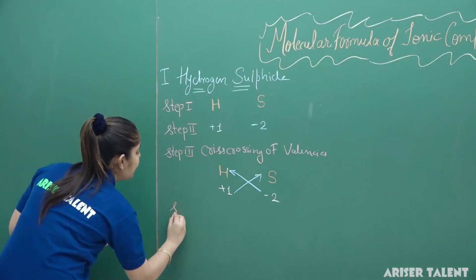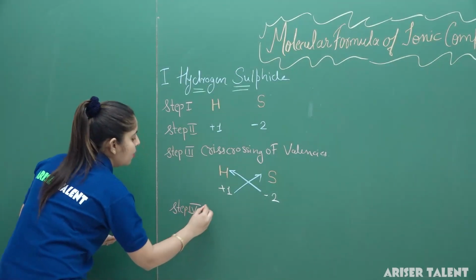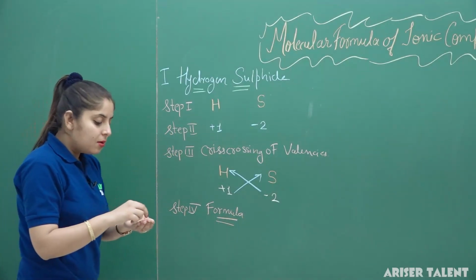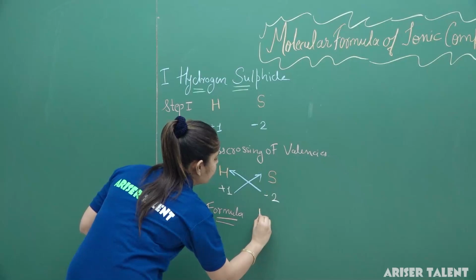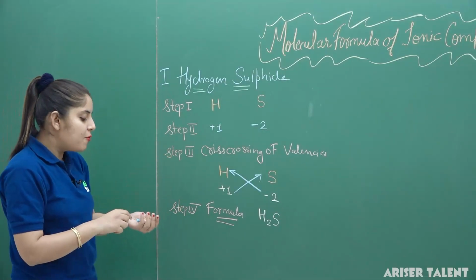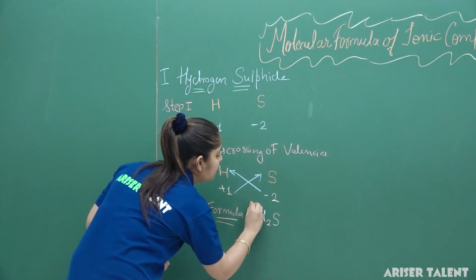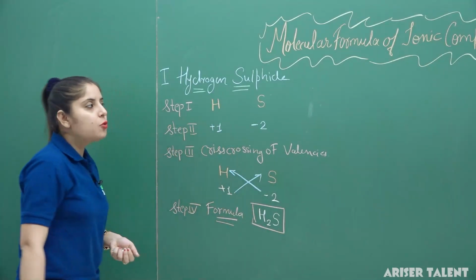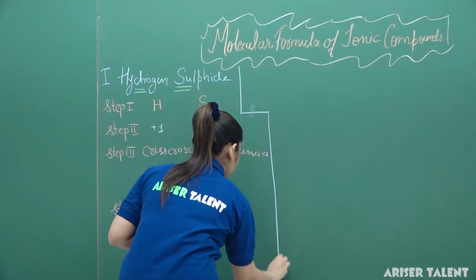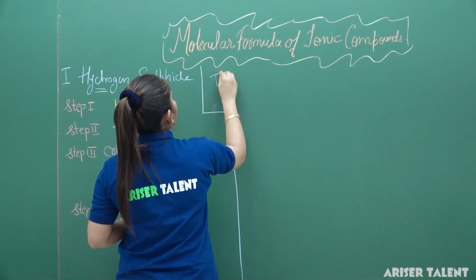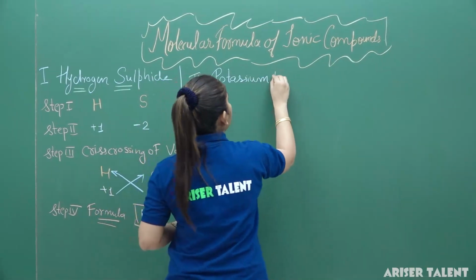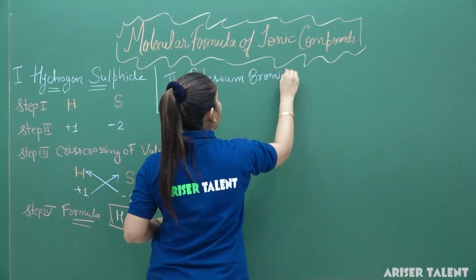So in our step number 4, we will get the formula of a compound, but the formula will be written without a sign convention. So we will get H2 and S. So it is the formula for hydrogen sulfide here. So for hydrogen sulfide, we have the formula H2S. Now we will consider our second example. We have potassium and bromine, and the compound formed will be potassium bromide.